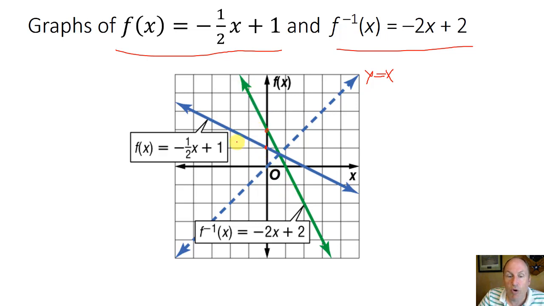If I pick any point on the original function, let's say (2, 0), and I look across the line y equals x, I'm going to see its inverse point, (0, 2). All the points on the blue line are mapped over, reflected over the line y equals x to the green line. So graphically, we know that's right.